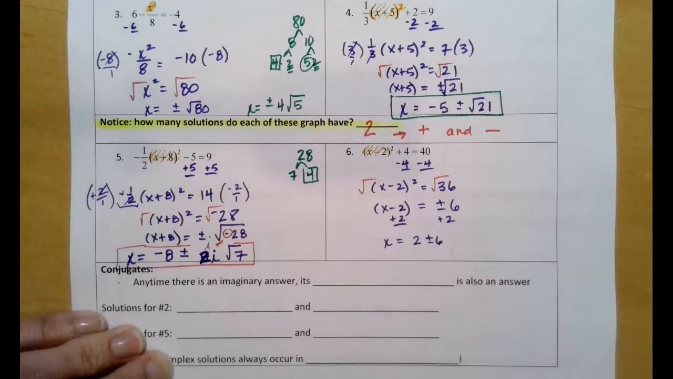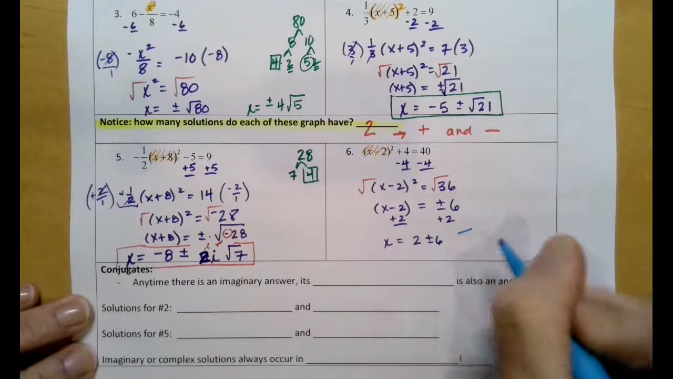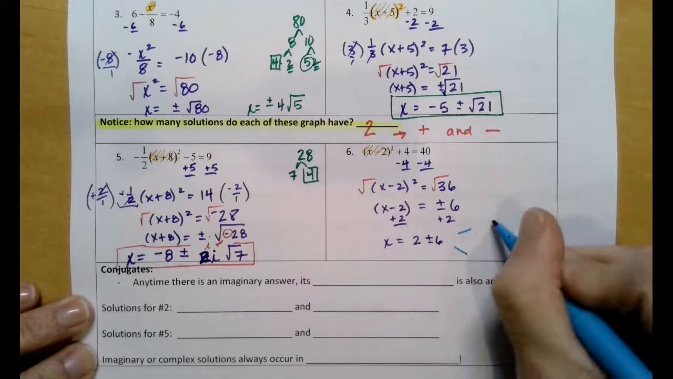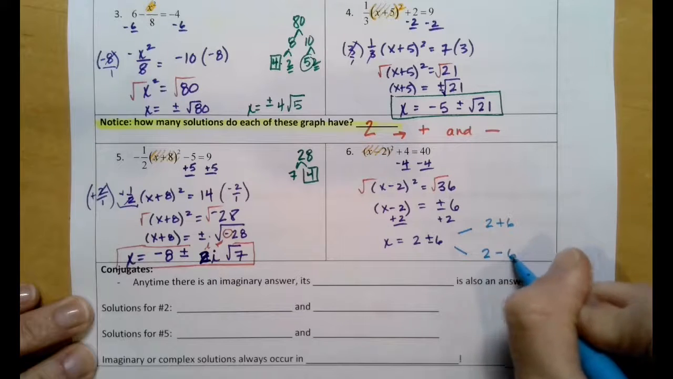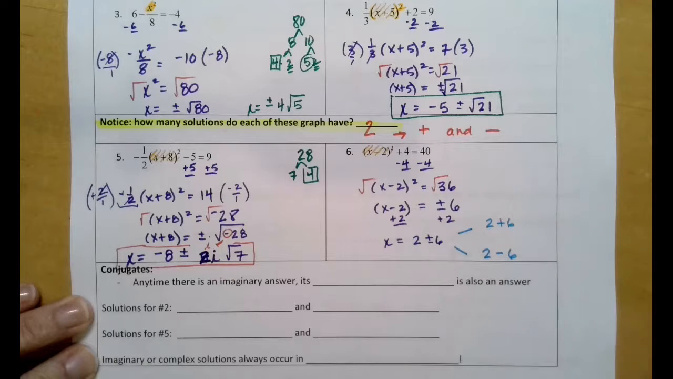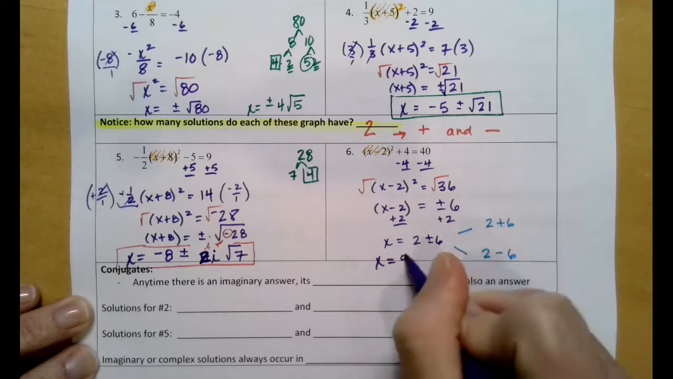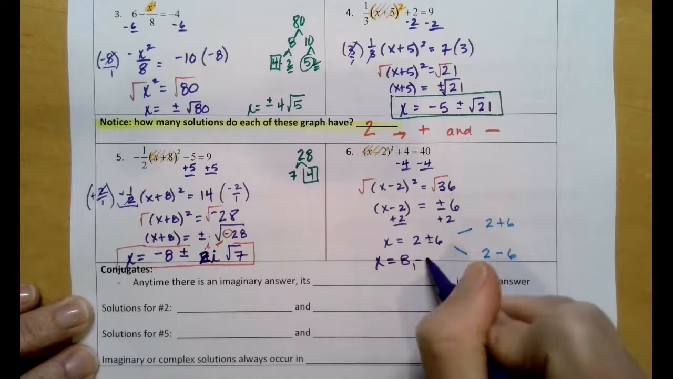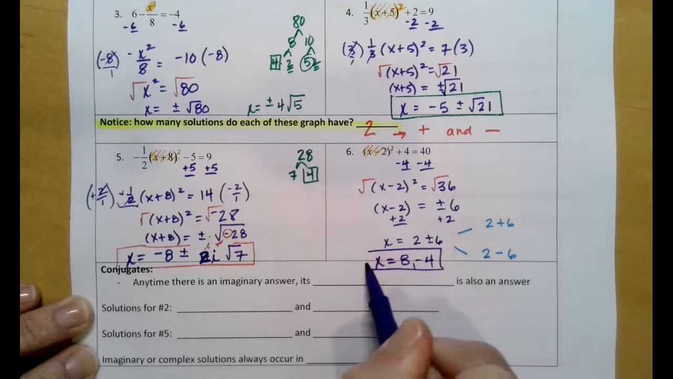Here comes the tricky part, and I want to make sure you can understand this. This is actually two conversations. This is 2 plus 6 and 2 minus 6. So when I'm talking about the values of x, x can be equal to 2 plus 6, which is 8, or 2 minus 6, which is negative 4. Those are our answers.